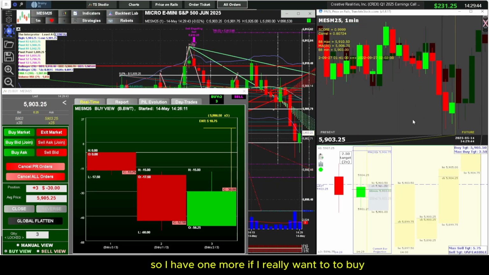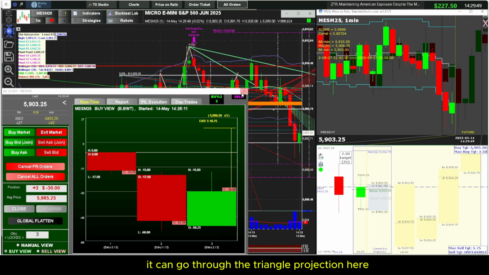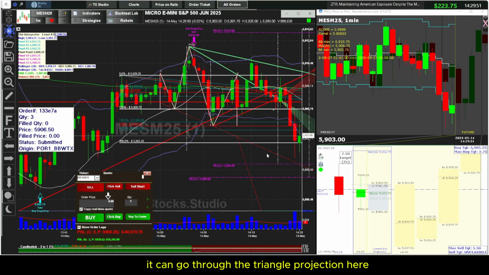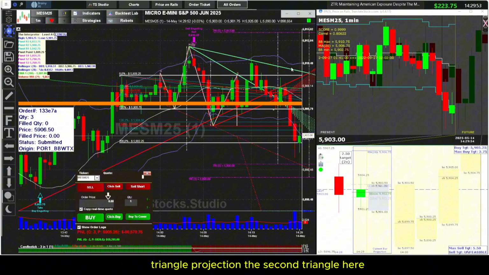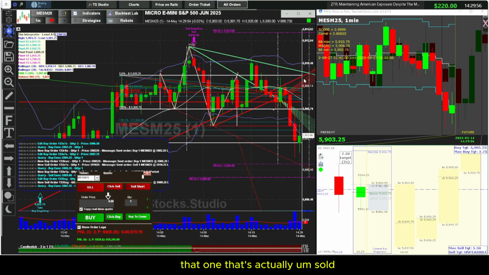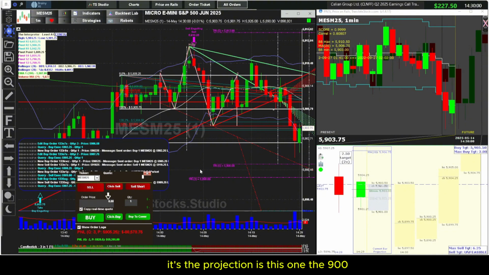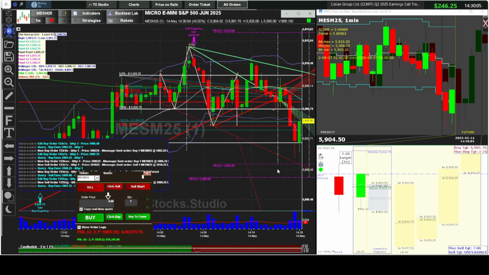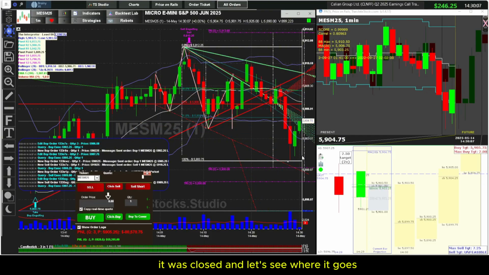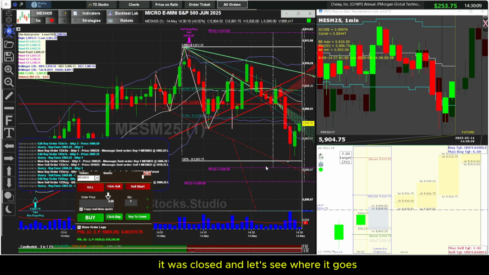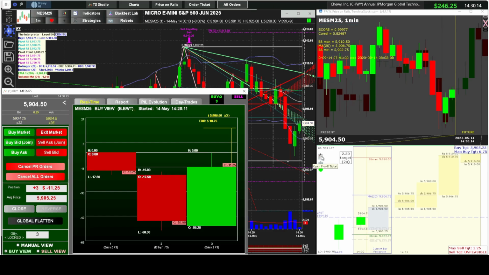So I have one more. If I really want to buy, it can go through the triangle projection here, the second triangle, the one that's actually sold. The projection is this one, the 900. It was close, and let's see where it goes.